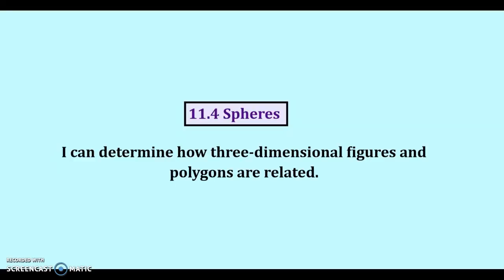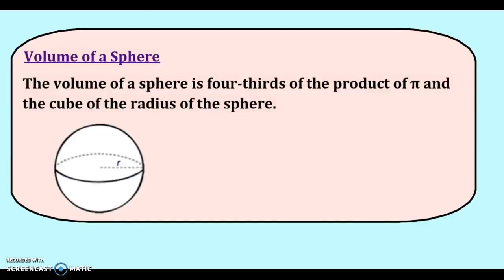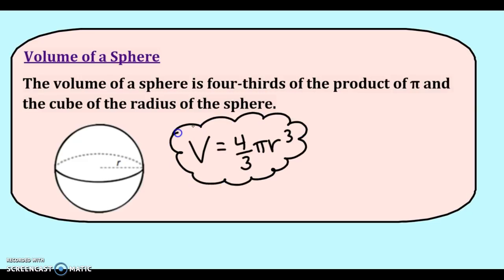Hello everybody, today we are going to talk about the volume and surface areas of our final shape, which are spheres. The volume of a sphere is equal to 4/3 times pi times the radius cubed. So in this formula, the only variable that you have to know is r, which is the radius of your sphere. A couple things that I want you to make note of.